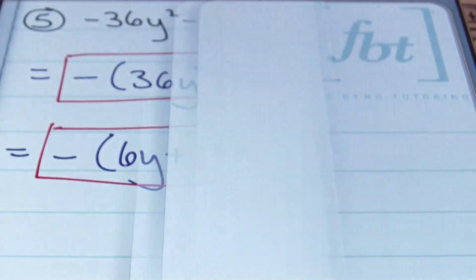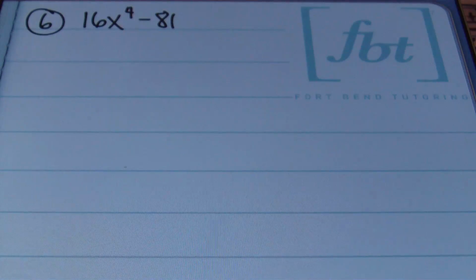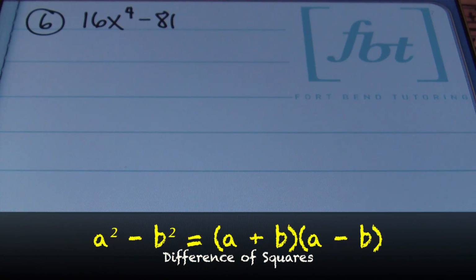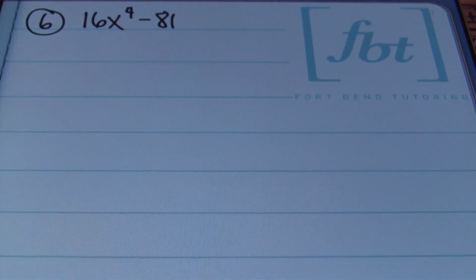Next, we have problem number 6. We have 16x to the 4th power minus 81. So let's go ahead and factor that out. And you're not crazy. This is actually a difference of squares. It is. So why am I doing a difference of squares problem in the middle of my factoring a sum of squares video? Let's find out.